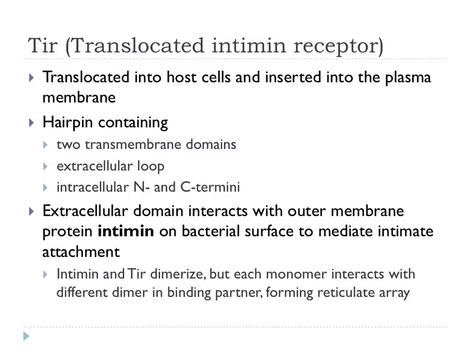So this protein Tir was translocated into host cells and inserted into the plasma membrane. It's got this hairpin structure with 2 transmembrane domains, an extracellular loop that's sticking outwards, and then inside the cell are the N and C termini pointing downwards and interacting with stuff in the cytoplasm. The extracellular domain is what interacts with the outer membrane protein intimin on the bacterial surface. And in fact, what happens is that intimin and Tir dimerize, but they're interacting with different partners. So in a way, they stitch the cells together, or zip them together, if you like. They form this kind of reticulate array.